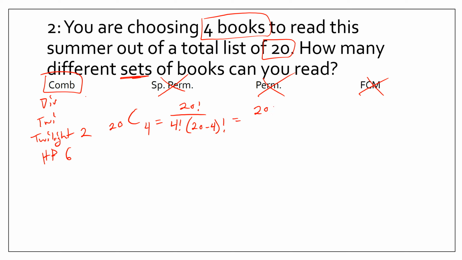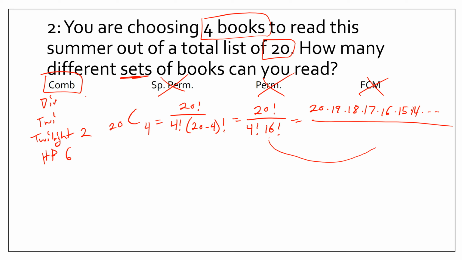And let's simplify some things. I'll talk about how this looks all simplified out. Now remember, this 20 is 20 times 19 times 18 times 17 times 16 times 15 times 14, and on down. But at the bottom, because of this 16 factorial, which is 16 times 15 times 14, and on down, all of these things are going to cancel. Now I also have the 4 factorial, so 4 times 3 times 2 times 1.